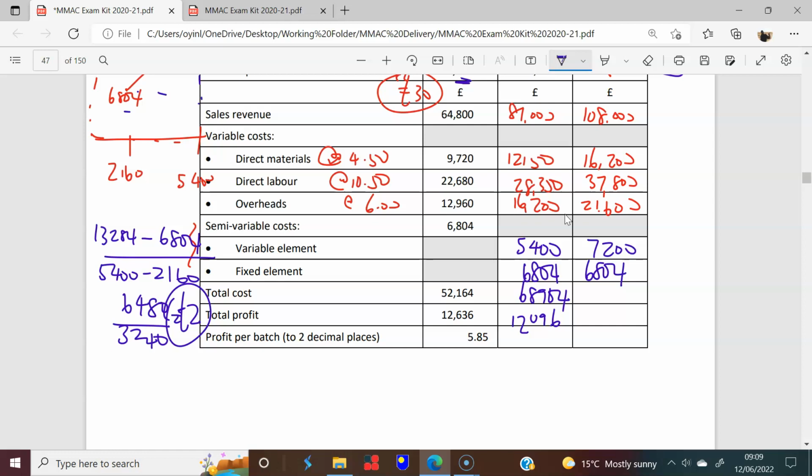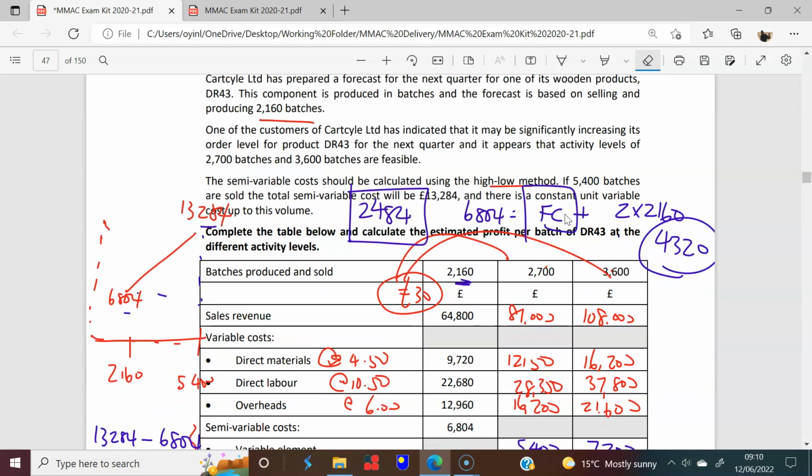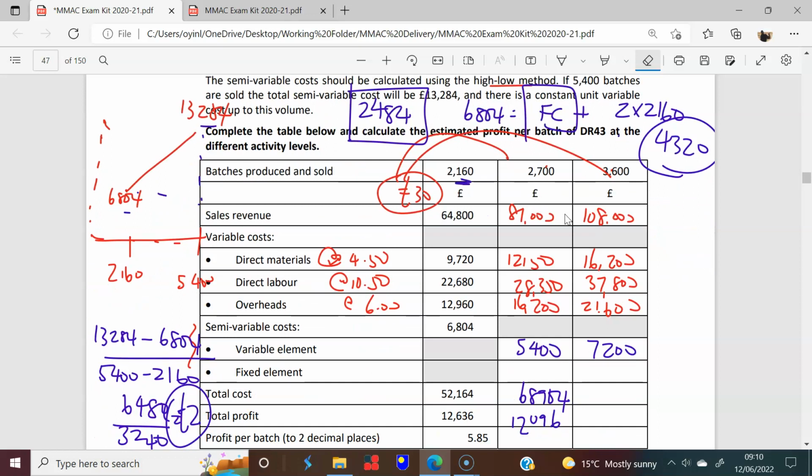I feel this is rather interesting. My profit is less here. I'm just trying to make sure I don't have any numerical errors. No, it's not 6804, Ian. Sorry, I knew there was something wrong there. The fixed element isn't 6804. The fixed element is 2484. Forgive me. I don't know why I picked that. So let's just do that again.